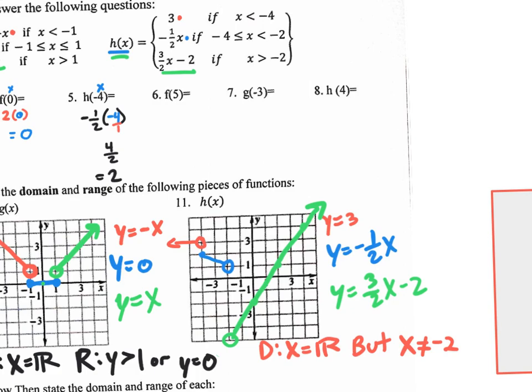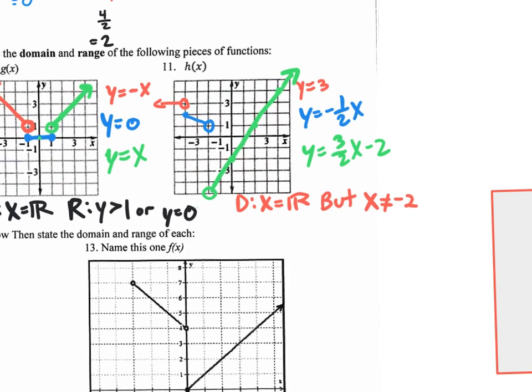How about the range? So the range, it's going to be your y values. And yes, this whole graph is above this open hole at -5 on the y. So y is greater than -5. Not greater than or equal to, because it's an open dot, not a solid dot. Okay.